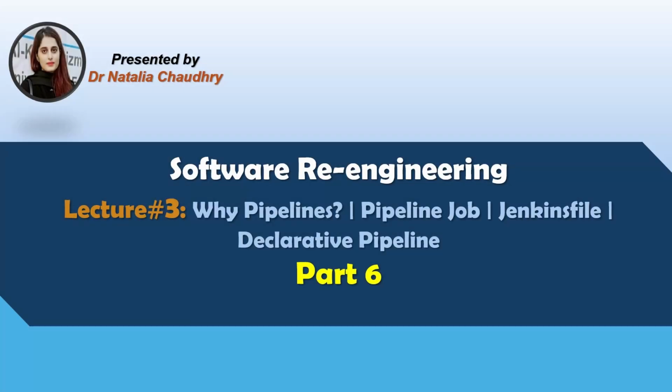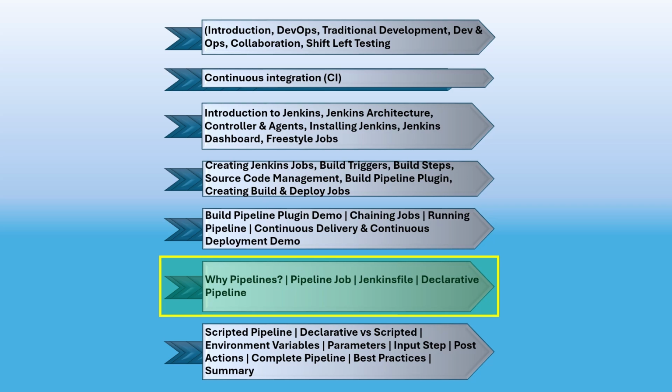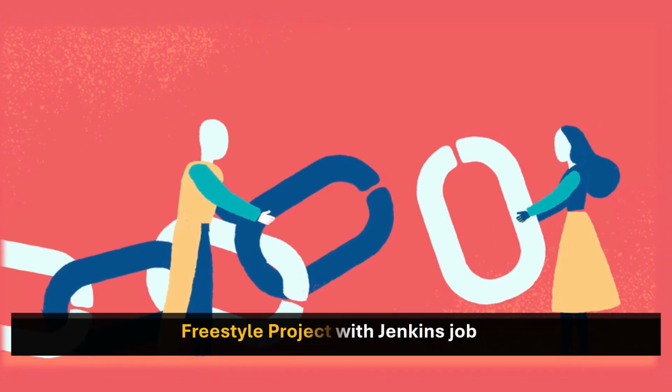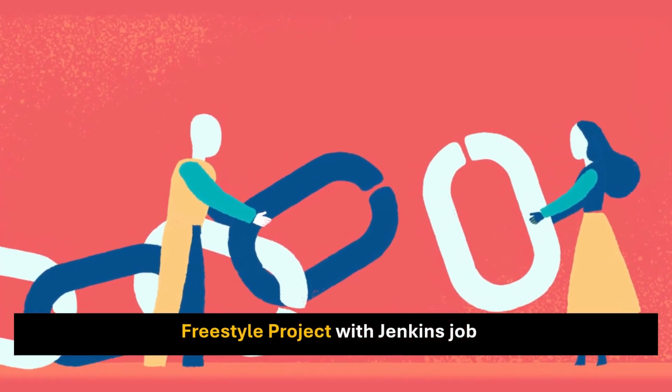Welcome to part 6. Before Jenkins pipelines were introduced, Jenkins automation was mainly built using freestyle projects. A freestyle project is the simplest type of Jenkins job. It allows us to configure the source code, build commands, testing, and deployment through the Jenkins graphical interface. Initially, this worked very well because projects were small.